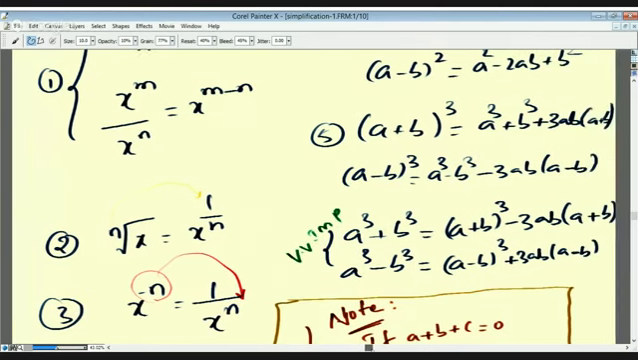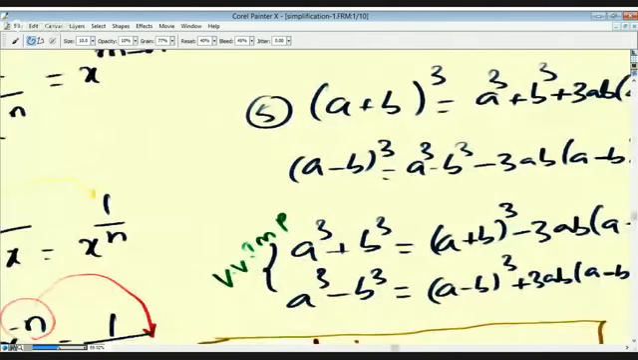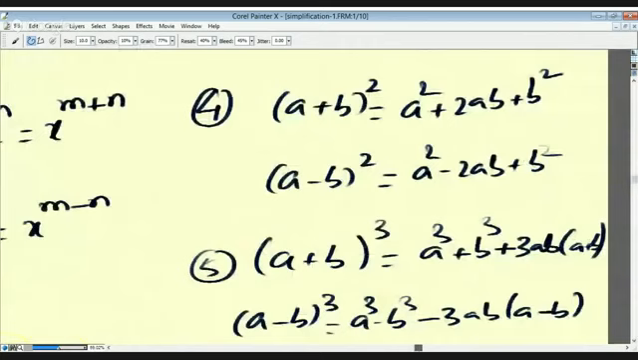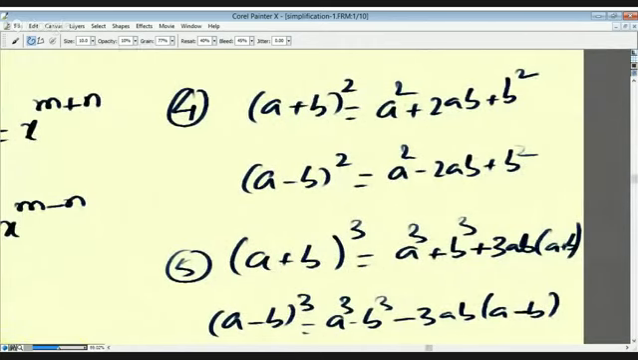Then go to the next one. This is very important and very famous too, and we know all these formulas. That is (a+b)^2, which is nothing but a^2 + 2ab + b^2, and (a-b)^2 is a^2 - 2ab + b^2. These are very fundamental in nature.